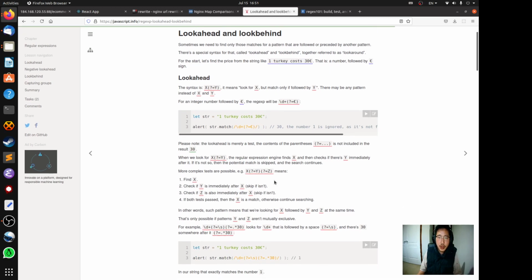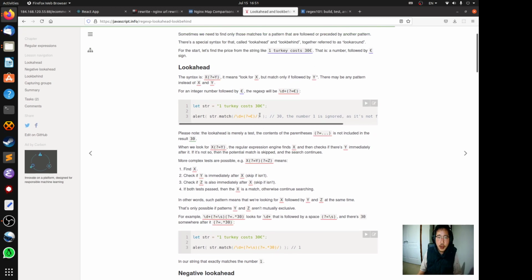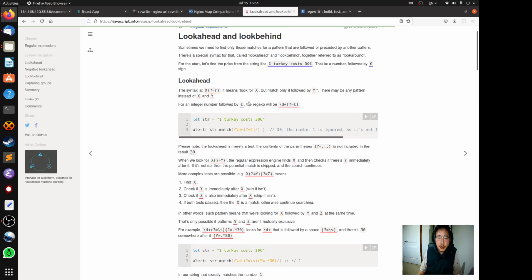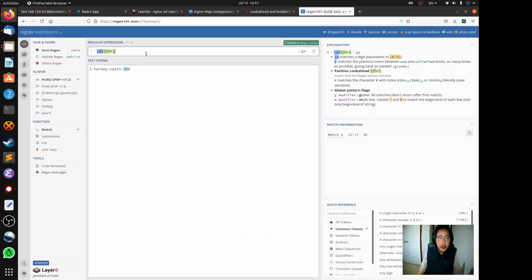I'll just go through each example and explain how the match works. Okay, this is the first one. Just copy the pattern. This is a live regular expression parser. It says it matches 3 and 0. Okay, let's go through it.